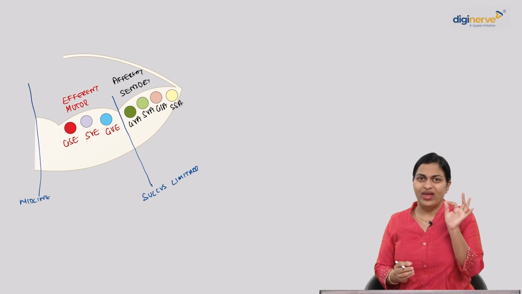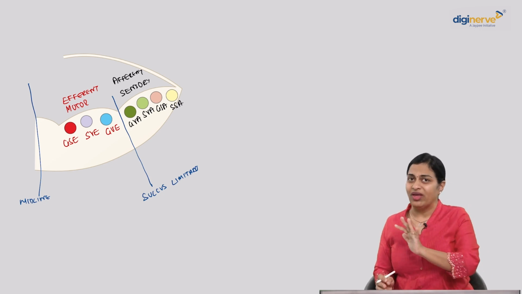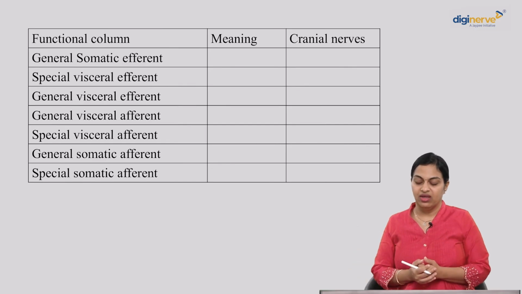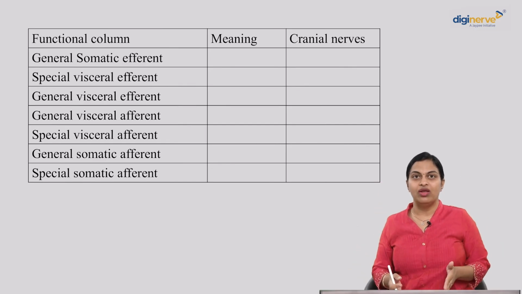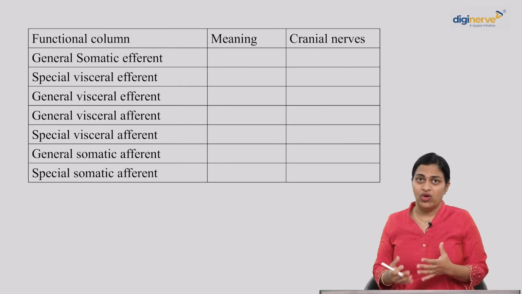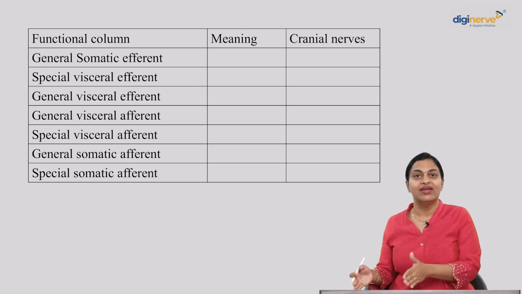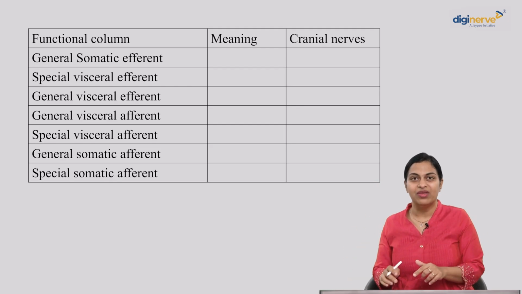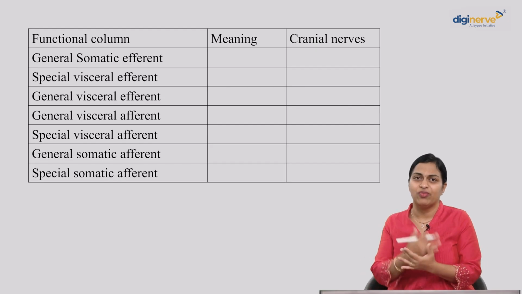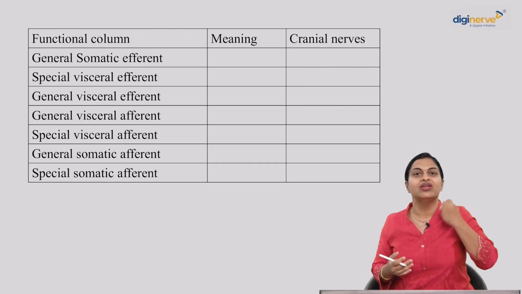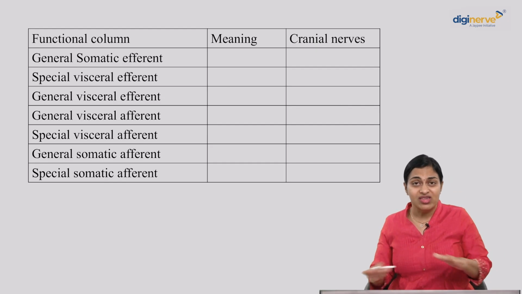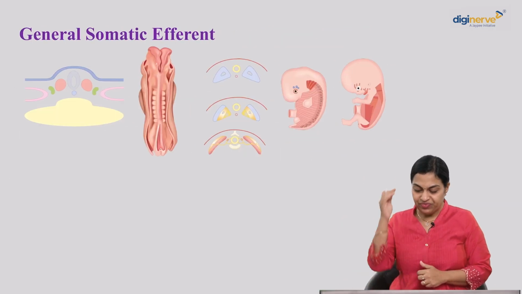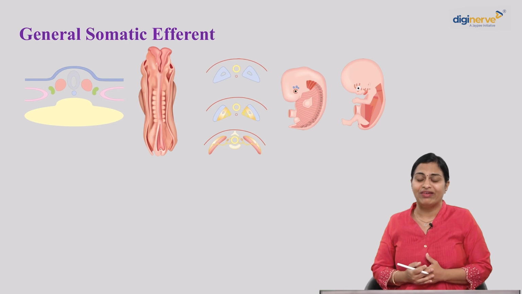Okay, now explaining one terminology is going to make everything simple. I just want you to make this table where you can write the functional column, the meaning that I'm going to tell you now, you can enter in the middle, and the cranial nerves which come under those columns. This one table will help you to give a quick revision just before your exams. You will have everything at the tip of your fingers. It's not just memorizing, but understanding and remembering. Come on, let's start. General somatic efferent.